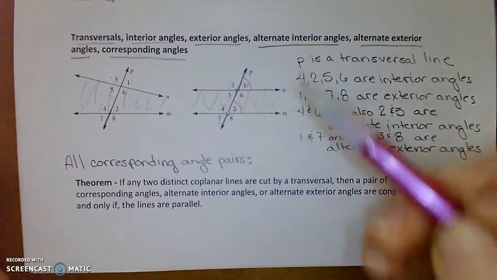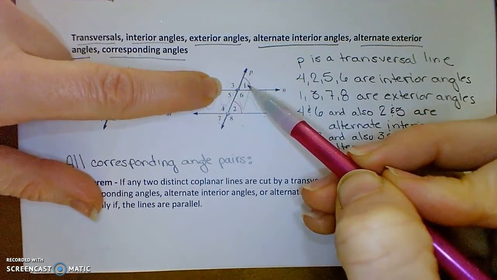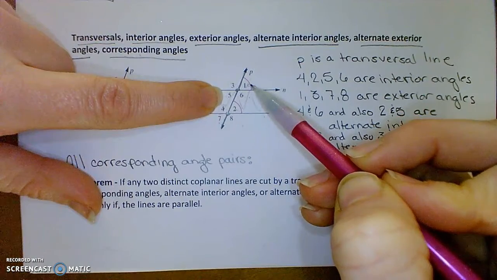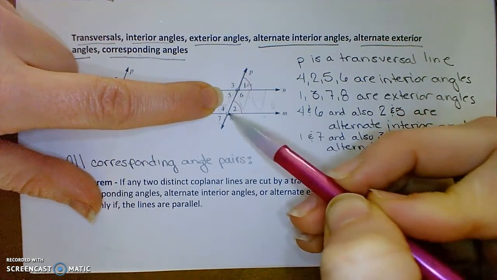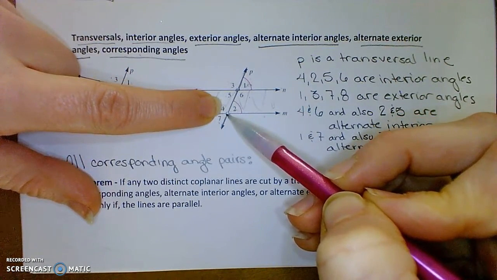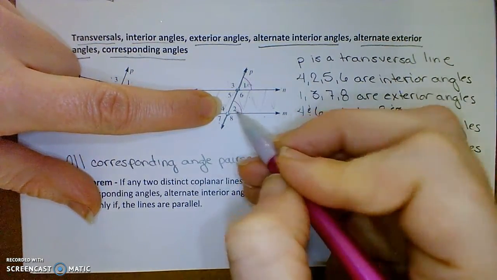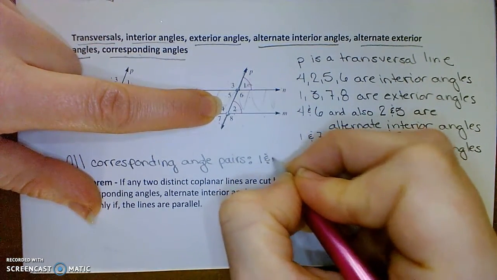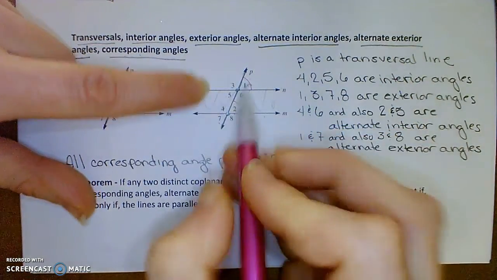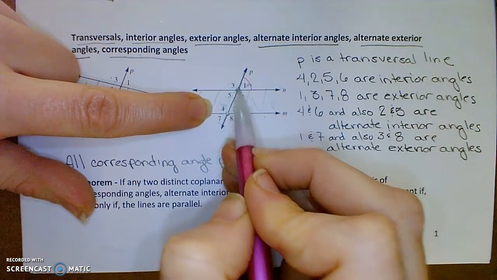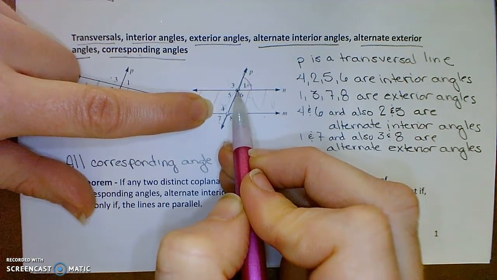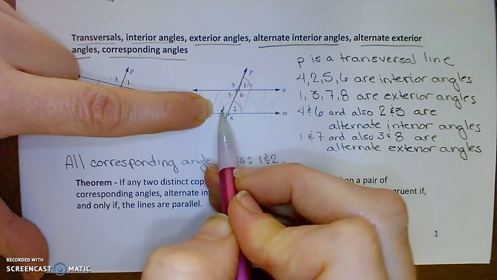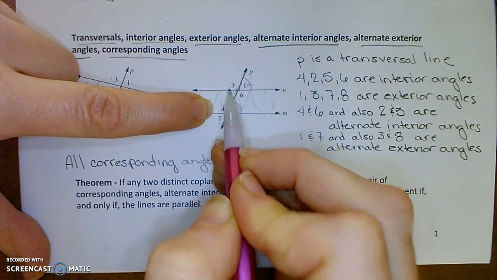Let's just label them all. So angle number 1 here, from the point of view of this intersection point, is top right. So let's look at the other intersection point and find the top right angle. That would be angle 2. So 1 and 2. How about 3? 3 is in the top left position. Move down to the other intersection point. Top left position is angle 4 here. So 3 and 4.